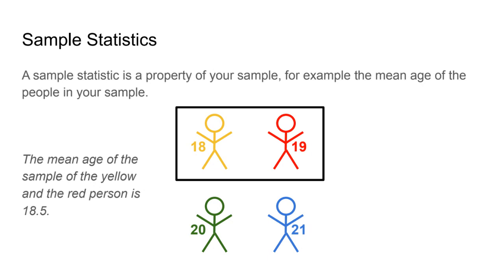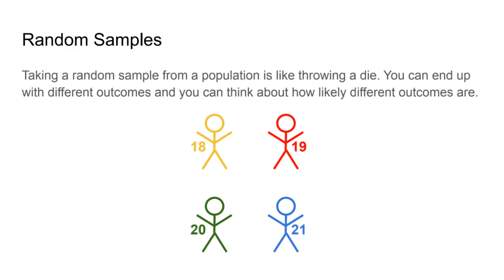Now, the next thing I want to talk about is random sampling. So if I draw a sample at random, then this is basically similar to throwing a die, right? I can just end up with different outcomes, and I can think about how likely it is that I end up with a specific outcome.